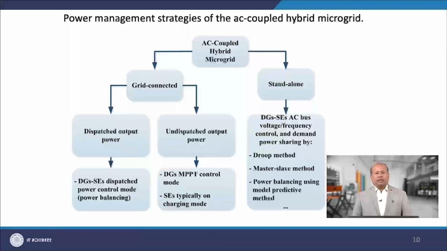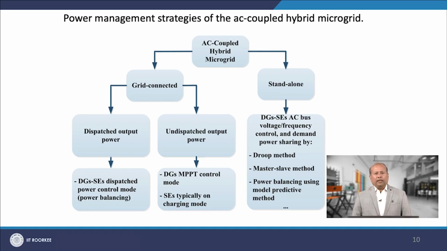The power management strategies in AC coupled hybrid microgrid are generally categorized based on operating modes such as grid connected and islanded mode. During islanded mode, the distributed generations and energy storages regulate local voltage and frequency through droop mode and using master slave method when connected to neighboring islanded microgrids.